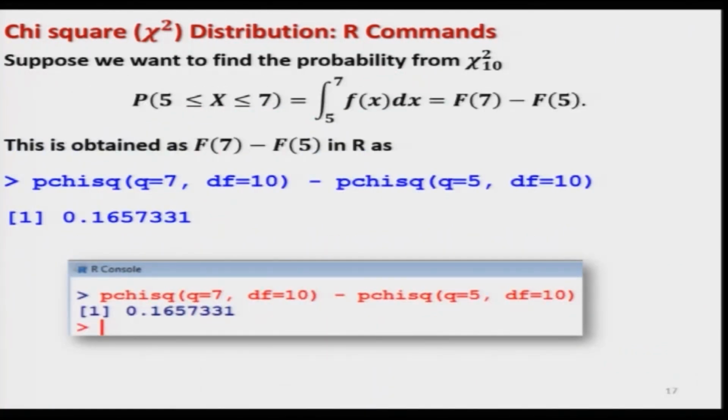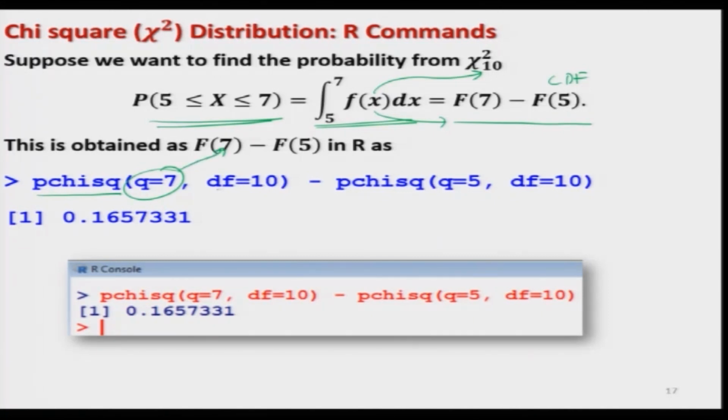Similarly, if you try to compute the probability like X lying between 5 and 7, that can be obtained by the integration 5 to 7 of f(x) dx, where f(x) is going to follow a chi square distribution, and this probability can be written, that we know, as F(7) minus F(5), where F is your CDF. So, this F(7) and F(5) can be obtained for this chi-square distribution by the command pchisq, q equal to 7, coming from this 7, and then df equal to 10, coming from this distribution chi-square, minus pchisq, q equal to 5 and df equal to 10. So, this 5 is coming from here, this 5.